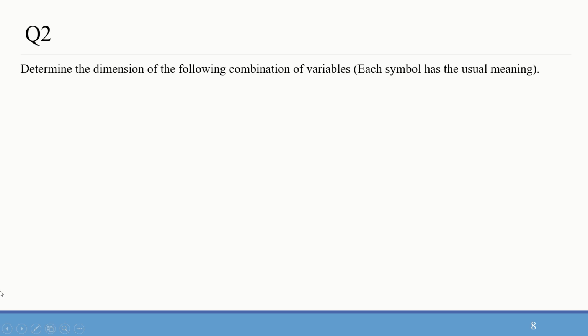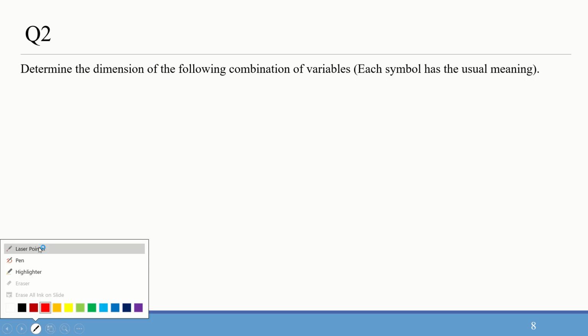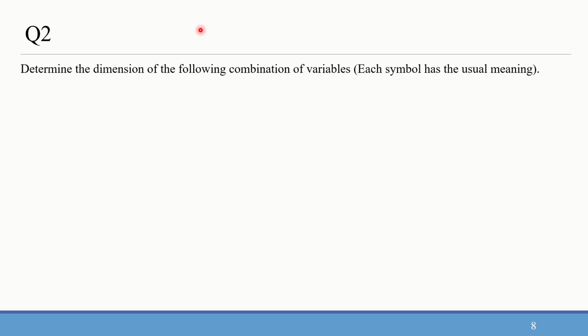So the next question is: determine the dimension of the following combination of variables. Each symbol has the usual meaning. Mu means viscosity, rho means density, u means velocity, t means time. On that basis they are given. The first one is rho into dou u by dou t, and the second one is dou p by dou z.